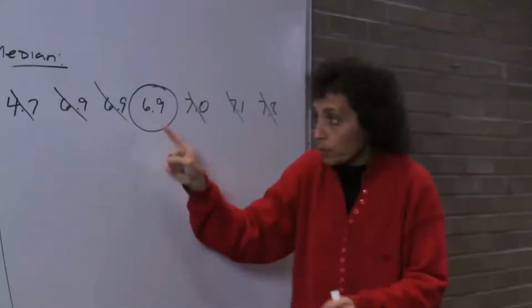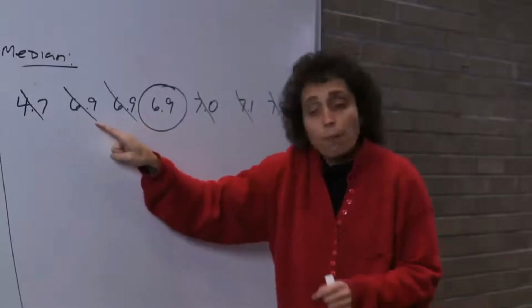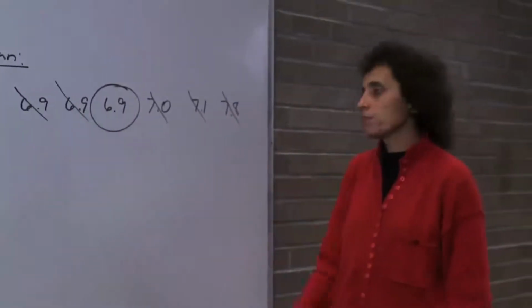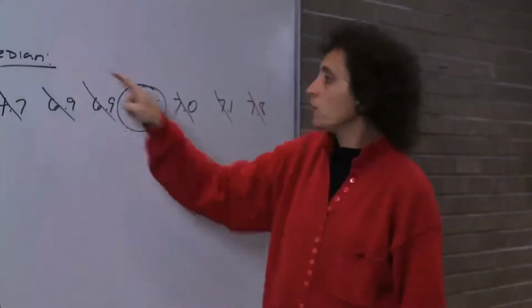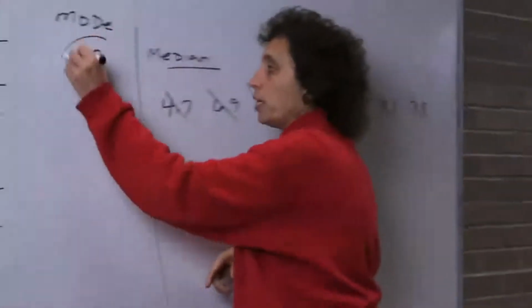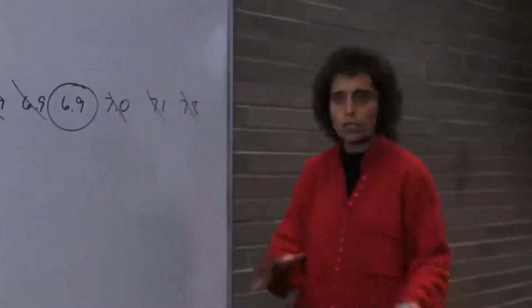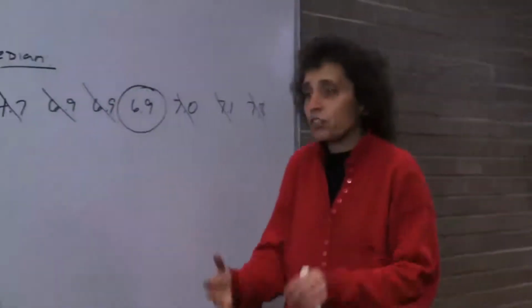Notice, it's in the middle, so there's the same amount of numbers beneath it as there is above it. Okay? So that's the median. So the median is 6.9. Ooh, the mode is 6.9. And we found the mean at 6.8 approximately. So pretty close. All right, it's really pretty simple. Let's do a couple.